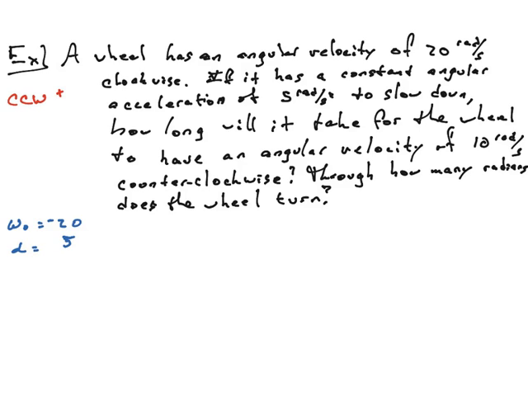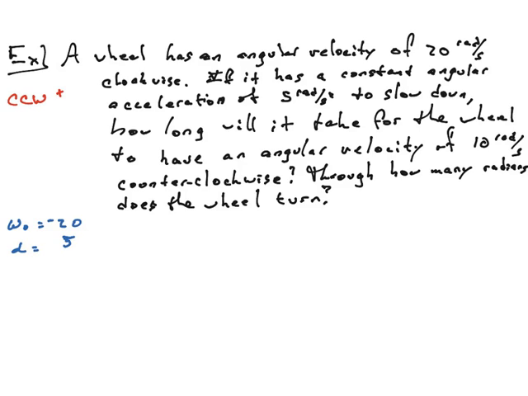Here, this acceleration says it slows down the wheel. What that really tells me is, since the wheel initially was going clockwise, the acceleration must be counterclockwise. I've chosen counterclockwise to be positive, so this acceleration is a positive acceleration. All right.